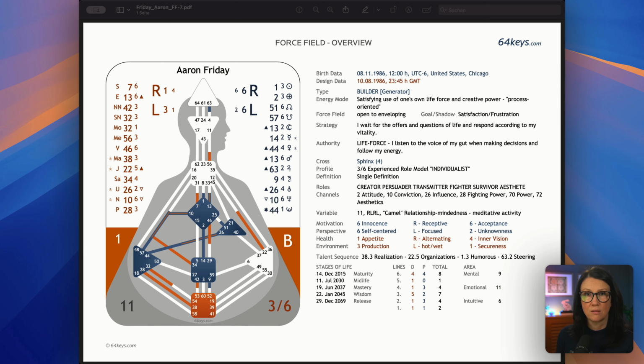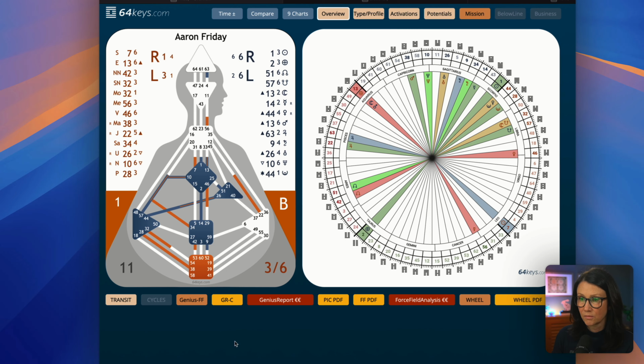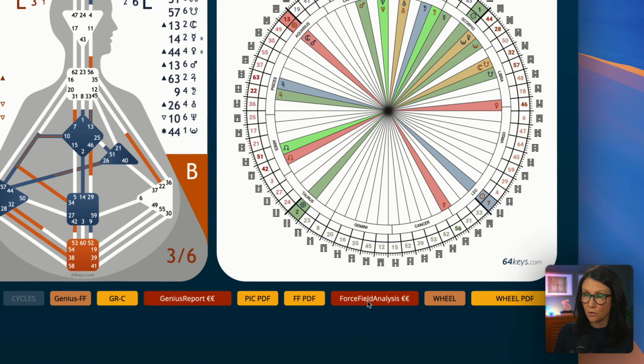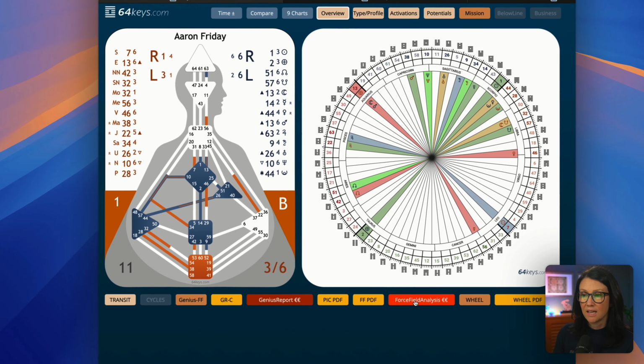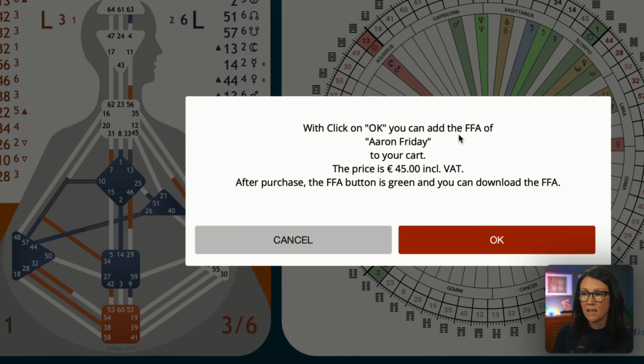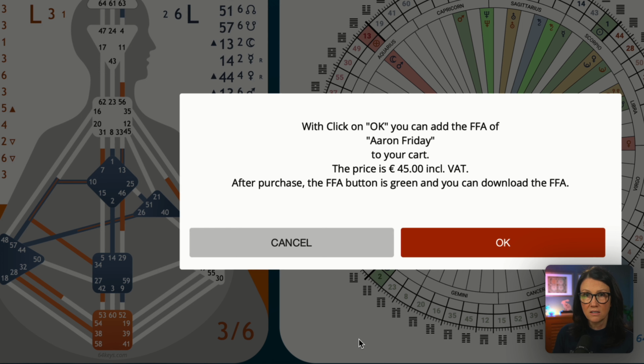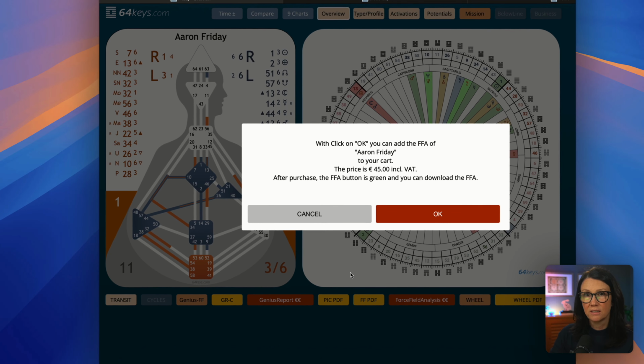This also comes in the PDF format. And this one here is the force field analysis of 64 keys. It's marked in red and it has euro signs on it. That means when you click on it, it is put in your cart and then you can check out and pay it. And once you come back to this chart, this button will be green and you can download the force field analysis. Let me show you how it looks like.